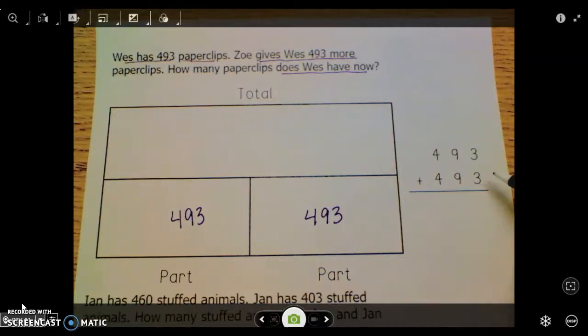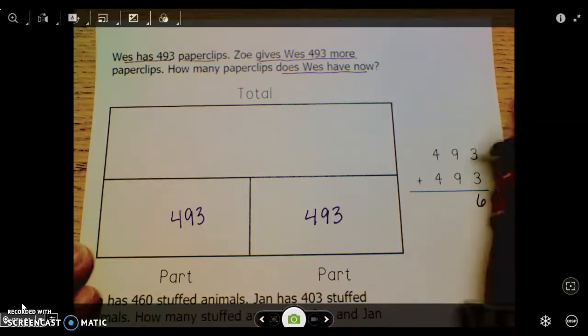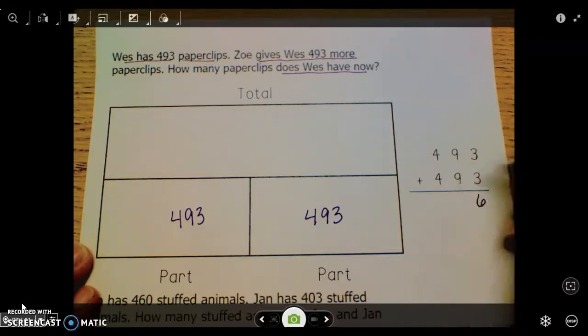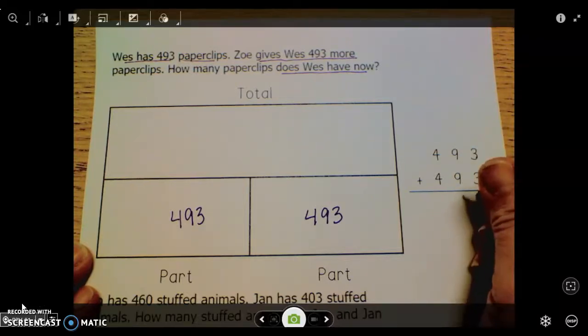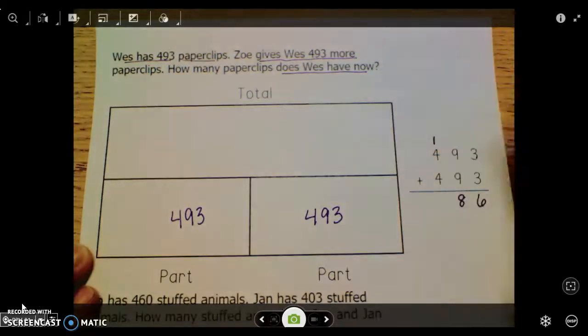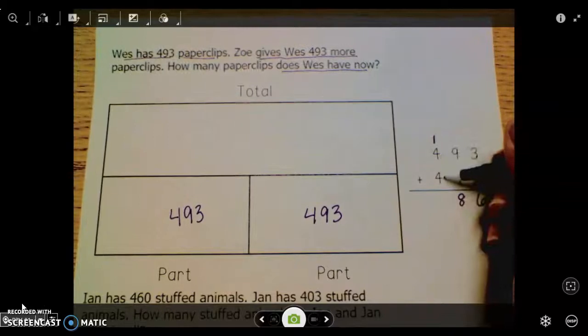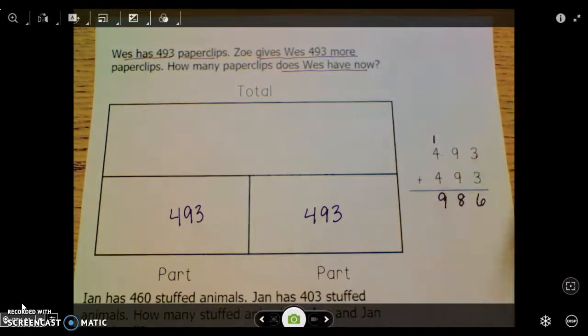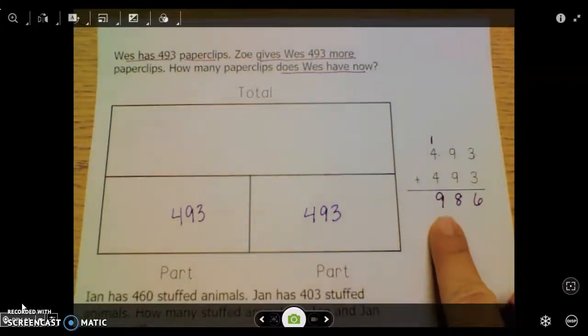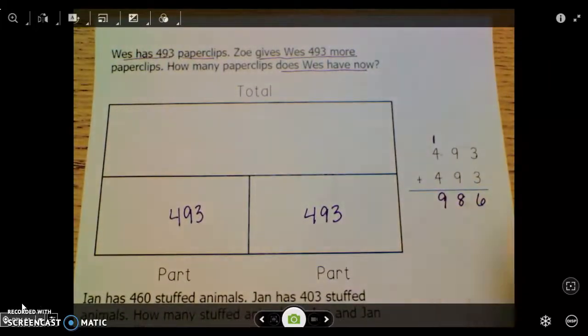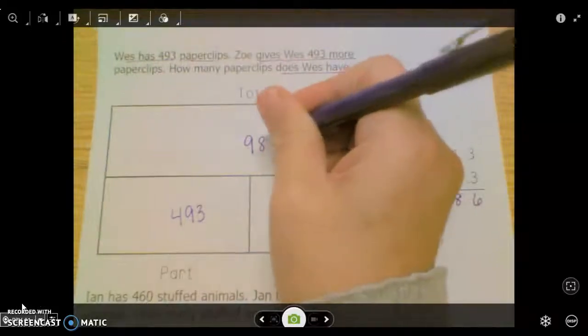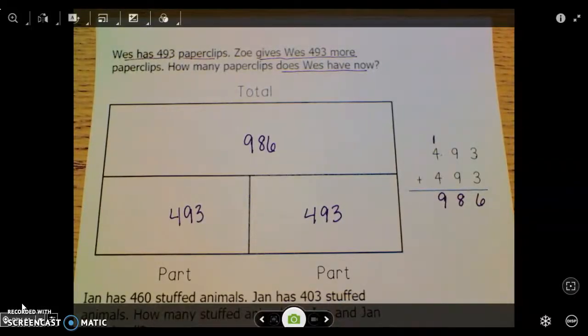We're going to use the traditional algorithm. That's the typical way that we add. So I'm going to do 3 plus 3 is 6. 9 plus 9 is 18. So what I'm going to do is I am going to keep my 8 and regroup my 10 in that number and regroup it to the hundreds because 10 tens is 100. Now I'm going to go 4 plus 4 is 8 plus 1 more is 9. So 493 paper clips plus 493 paper clips equals 986 paper clips. Let's try another one.